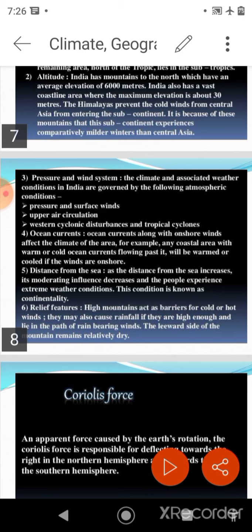With regard to the jet streams, first one is the subtropical westerly jet streams. These subtropical westerly jet streams blow over 27 degrees to 30 degrees northern latitude, and these jet streams blow south of the Himalayas all through the year except in the summer.